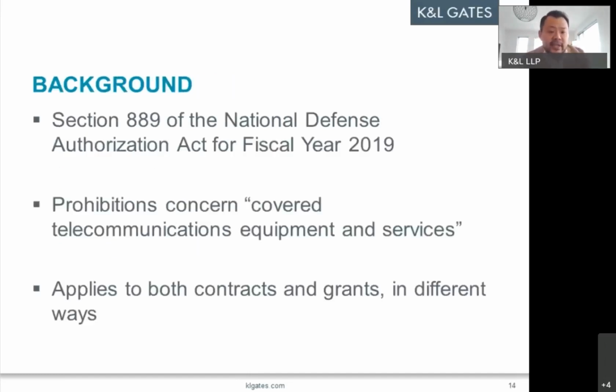Okay, so the background of Section 889, as I mentioned, is that this came out as part of the 2019 NDAA. The overarching mandate is that the government is cracking down on certain covered telecommunications equipment and services. That's a term that you're going to see over and over again whenever you're dealing with anything Section 889 related. Section 889, in terms of this prescription against covered telecom equipment and services, does apply to both contracts and grants, but in different ways, as we will discuss. Next slide.